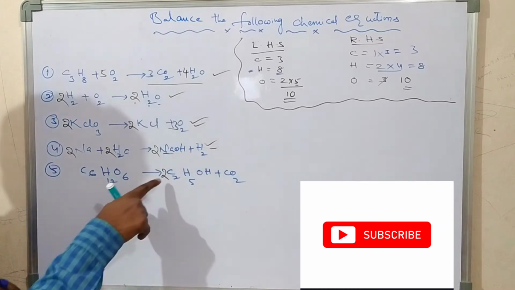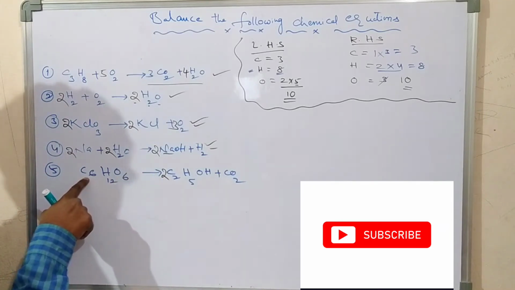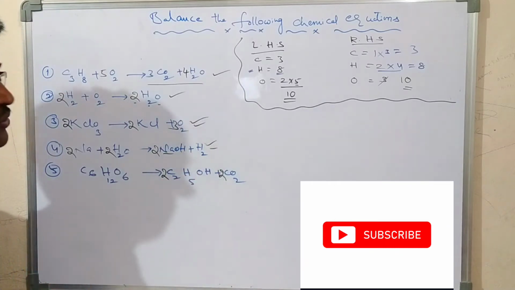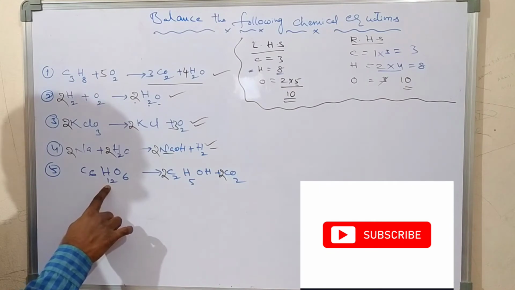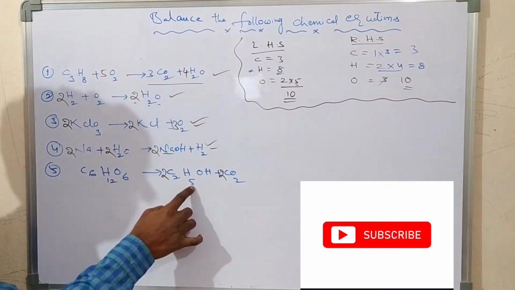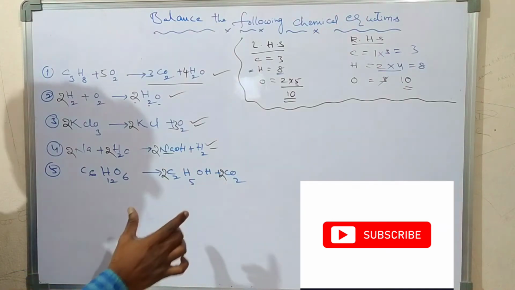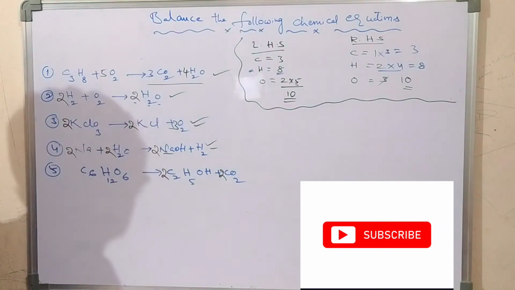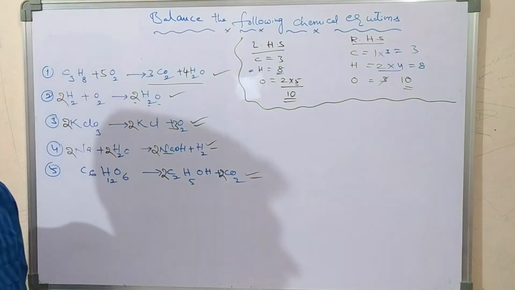When you are putting here, how many carbons? 4. Here how many are there? 6. Okay, that's why you have to put here 2. Now check hydrogens: 12. 2 into 5 is 10, and this 2. Total how many? 12. Okay, that's why this is also a balanced equation.